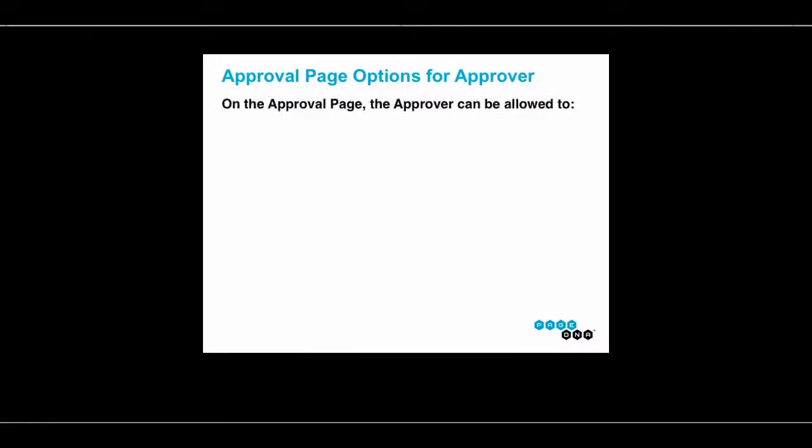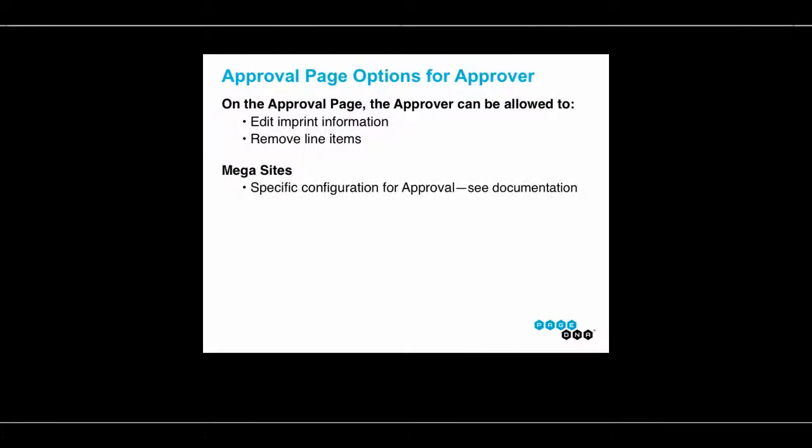On the approval page, some of the options available to the approver are to edit the imprint information of variable items and remove individual line items in an order. Megasites need to have approval configured in a specific way. Please see the Megasites section in the Approval Setup and Management documentation for more information. And please see our documentation for other capabilities, settings, and information about approval.